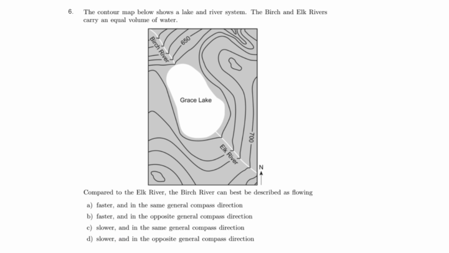So go ahead and pause this video, try question number 6. The contour map below shows a lake and river system. The Birch and Elk rivers carry an equal volume of water. Compared to the Elk River, the Birch River can best be described as flowing: A, faster in the same general compass direction; B, faster in the opposite general compass direction; C, slower and in the same general compass direction; or D, slower and in the opposite general compass direction.